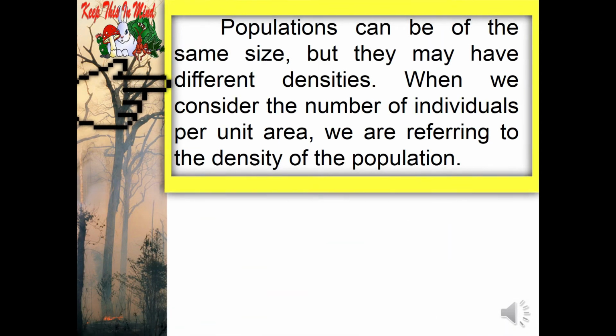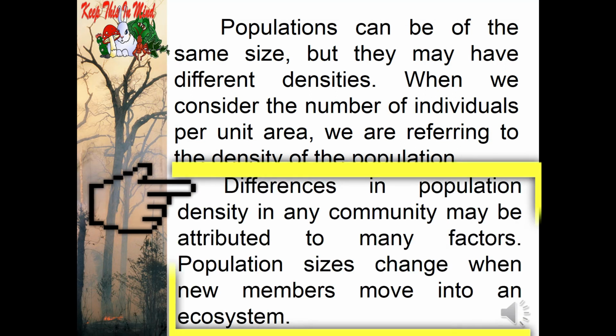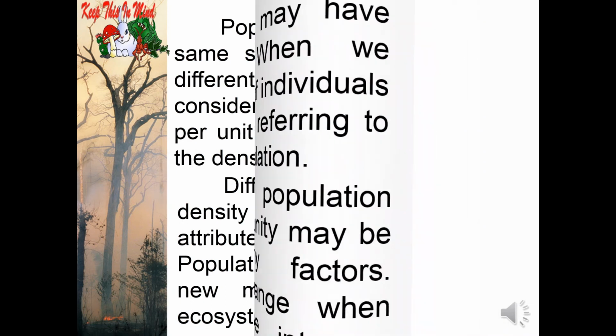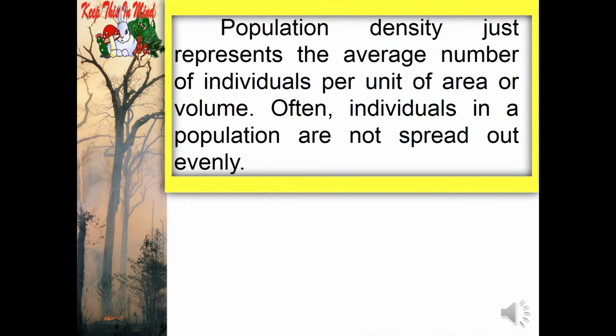Populations can be of the same size, but they may have different densities. When we consider the number of individuals per unit area, we are referring to the density of the population. Population density just represents the average number of individuals per unit area or volume. Often, individuals in a population are not spread out evenly.